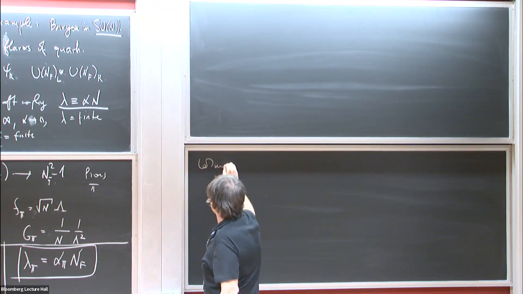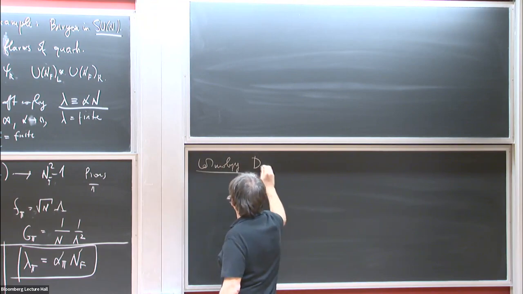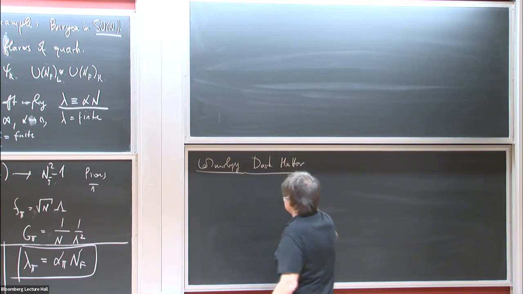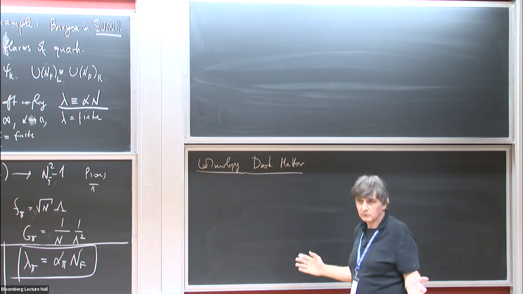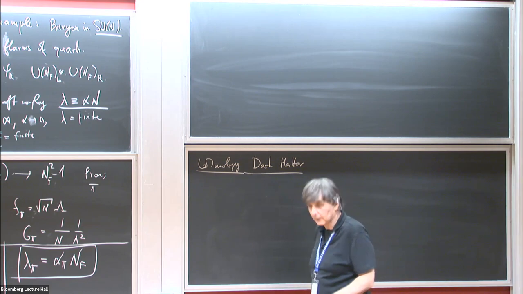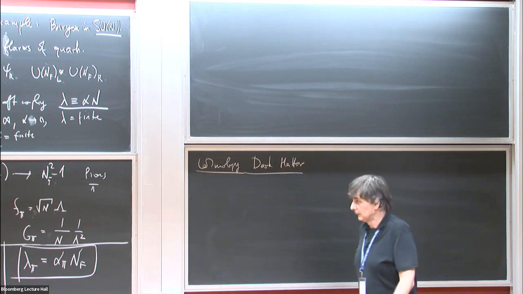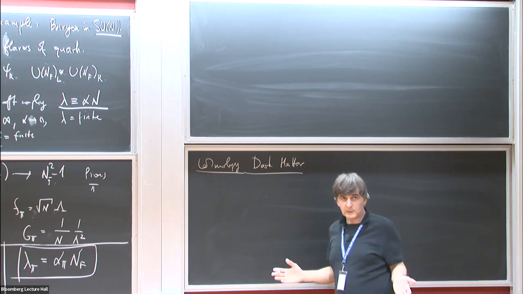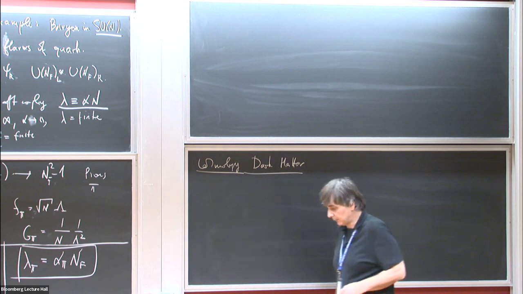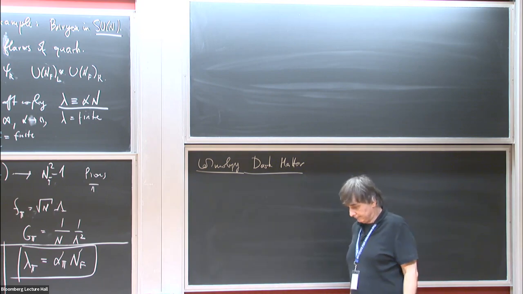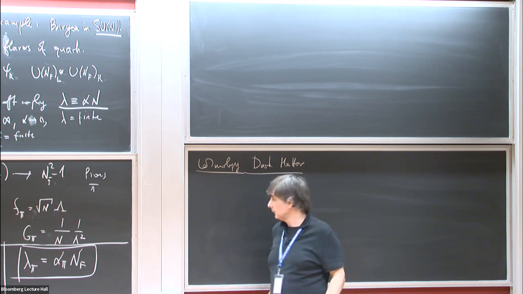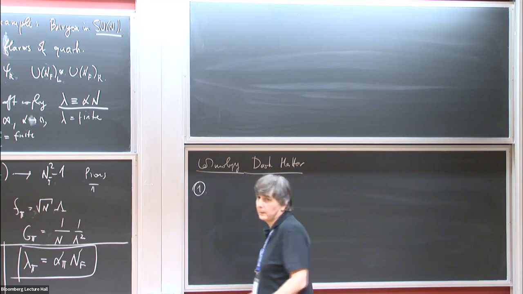So cosmology, right? Dark matter. Now in cosmology, we have this fantastic thing about dark matter. This is one of the indications of the physics beyond the standard model. So we don't know what it is. There are some very interesting candidates for the dark matter, but we don't really know what it is. And there are candidates that we can split in two classes. The first category is particle dark matter.